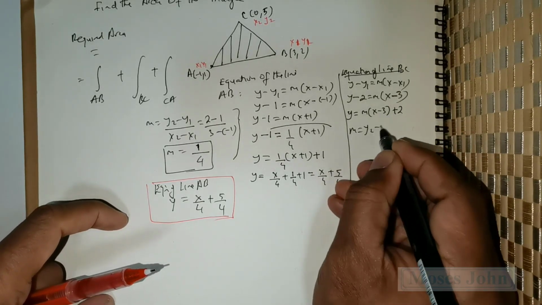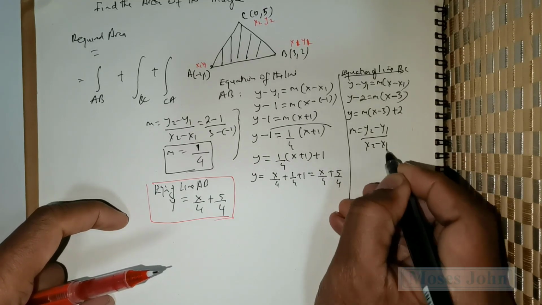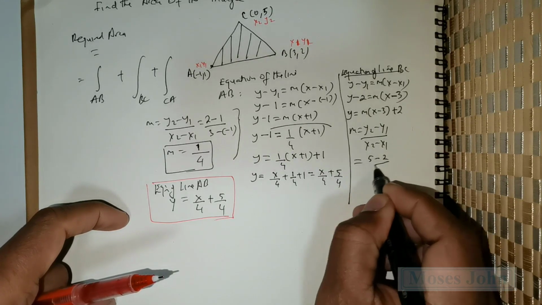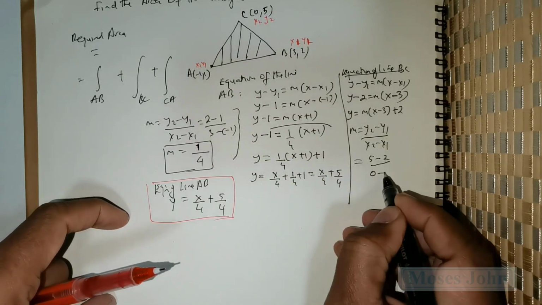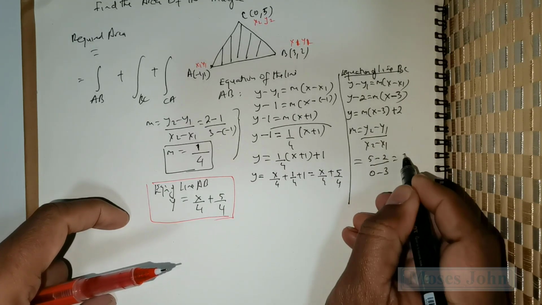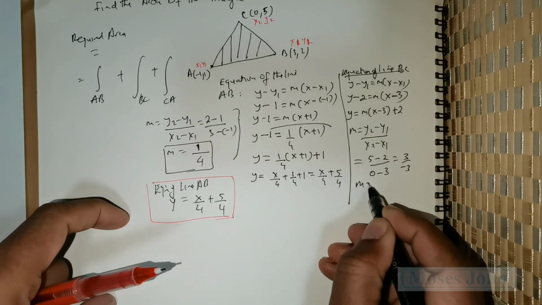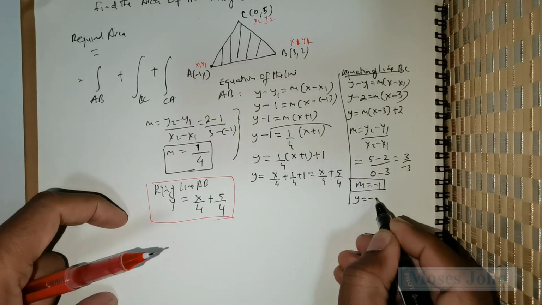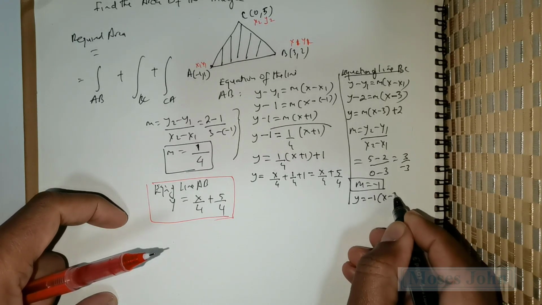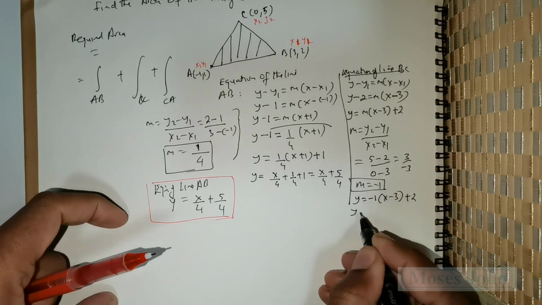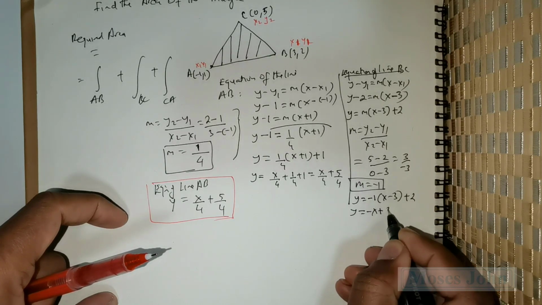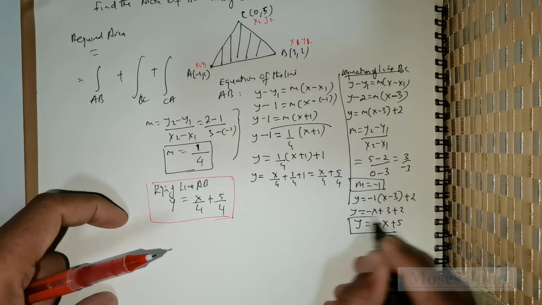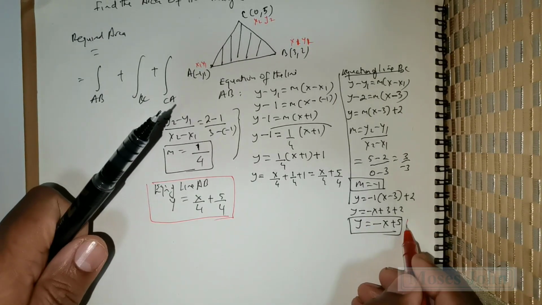Now m is (y2 minus y1) divided by (x2 minus x1). That's a slope. So my y2 is 5, my y1 is 2, my x2 is 0, my x1 is 3. This is 3 divided by -3, so m is equal to -1. If I substitute there, I would get y is equal to -1 times (x minus 3) plus 2, which is y equals -x plus 3 plus 2. So y is equal to -x plus 5. So this is for BC.